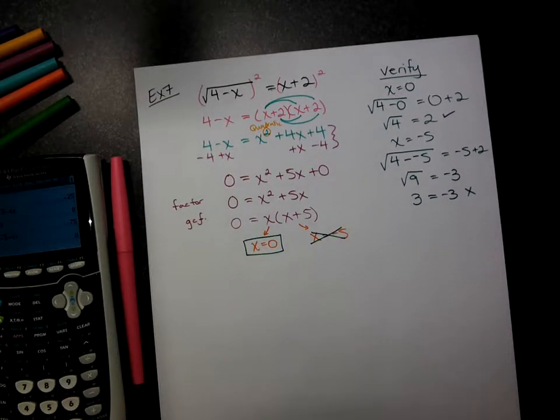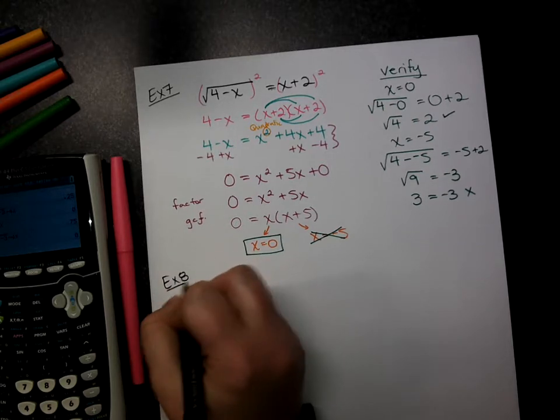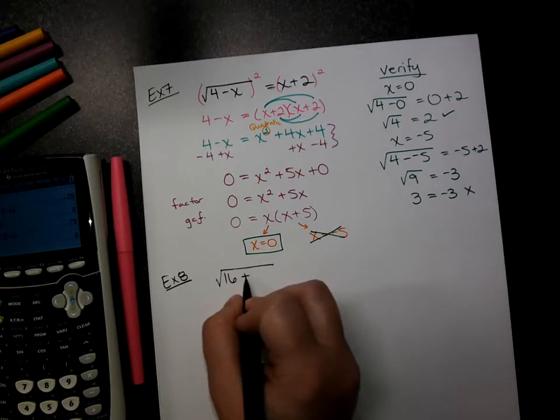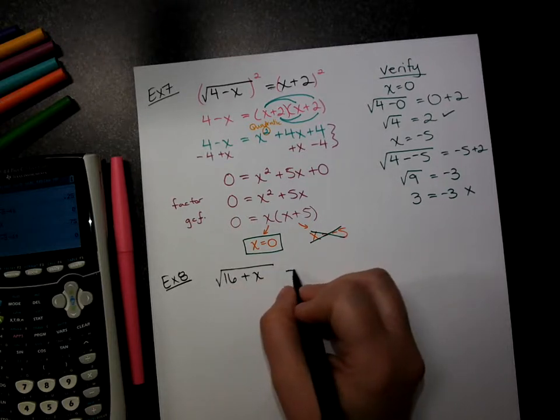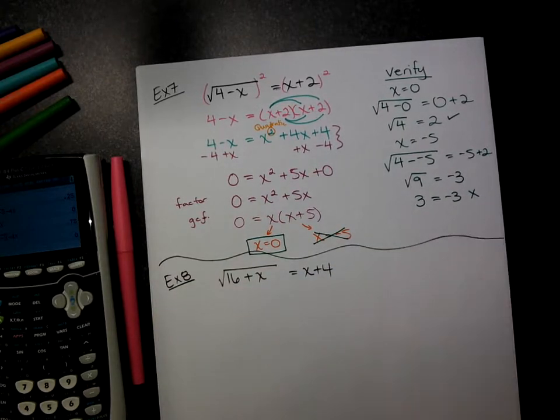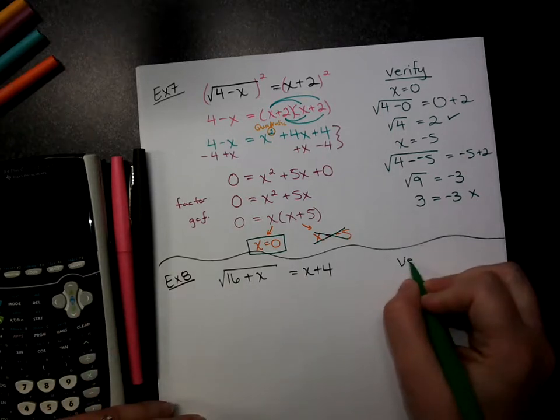All right, let's try another one like that. I encourage you to try this on your own. This will be example 8. Let's do the square root of 16 plus x equals x plus 4. I encourage you to pause the video and try this one on your own. And don't forget to verify.